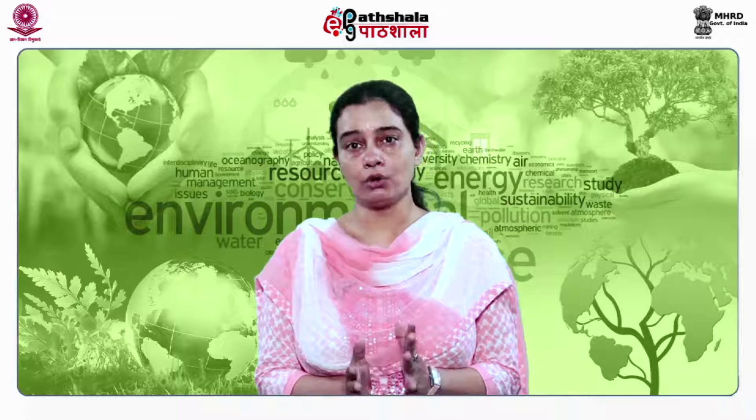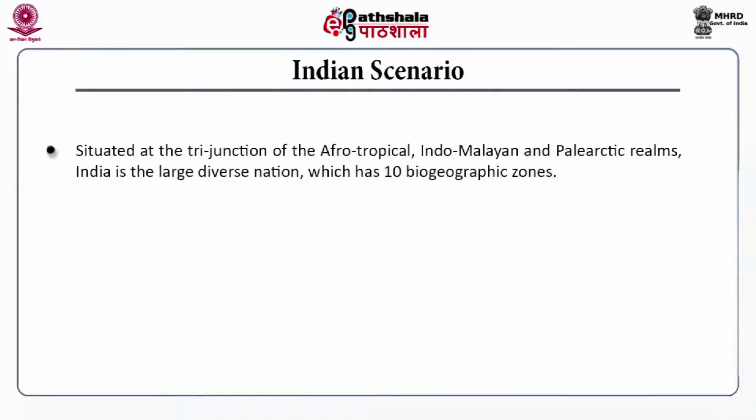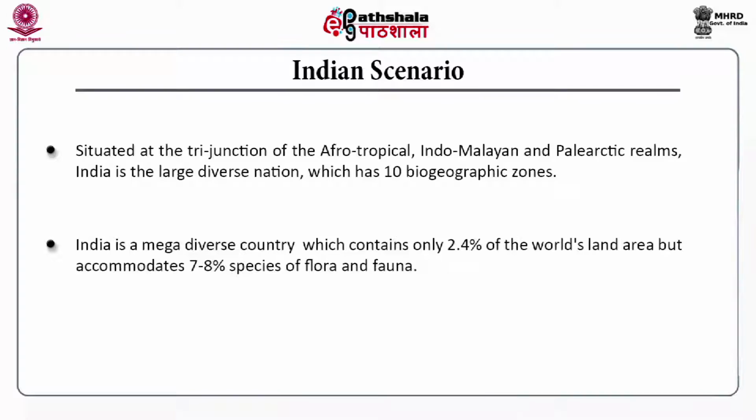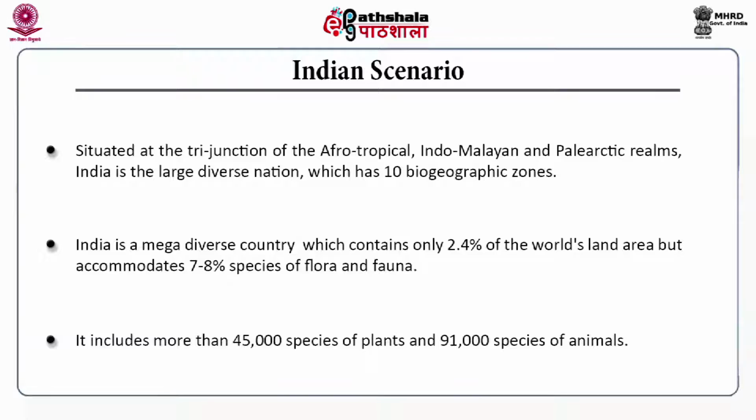Now, we will see the Indian scenario of biodiversity conservation. India is situated at the tri-junction of the Afro-tropical, Indo-Malayan and Palearctic realms. India is the largest biodiverse nation, including 10 biogeographic zones. It is a mega-diverse country. It includes 2.4% of the world's land area, but accommodates 7 to 8% species of flora and fauna, that is almost double or triple. It includes 45,000 species of plants and 91,000 species of animals.